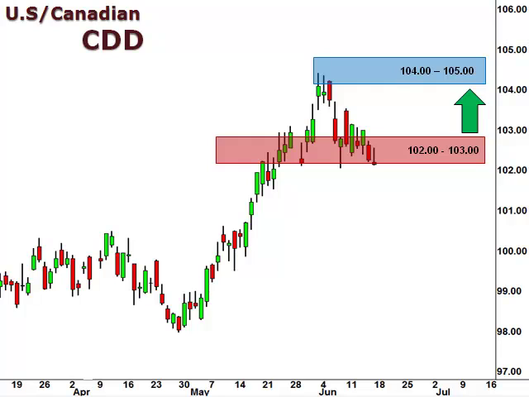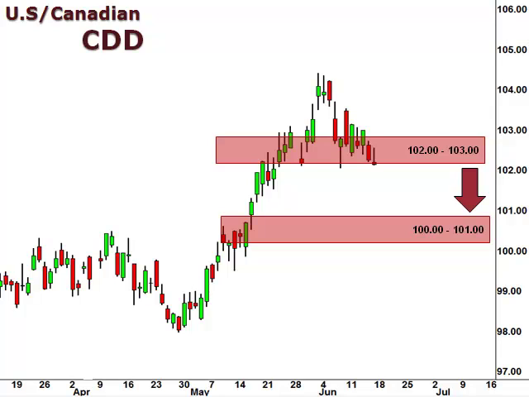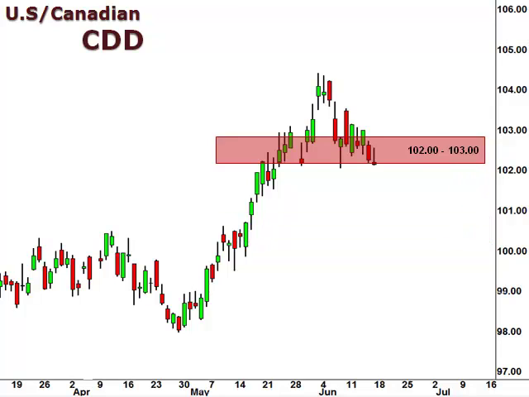Well, the CDD continues to retrace lower, but holds the 102 support. A bounce is likely to retest 104 as resistance. However, failure at 102 opens the window for a move lower towards 101.